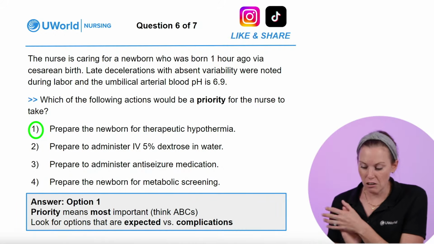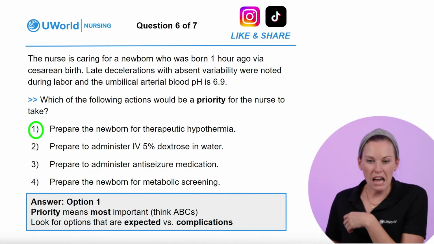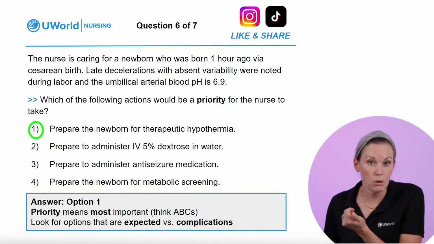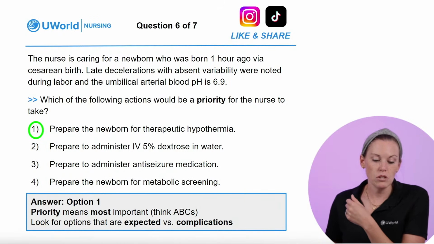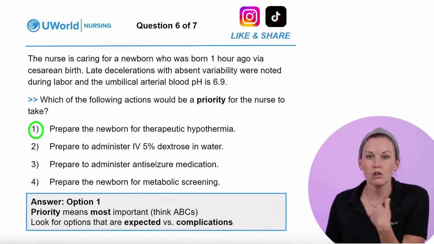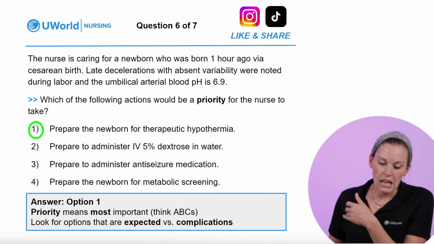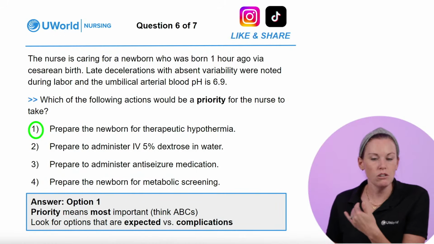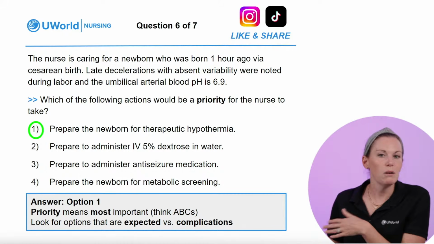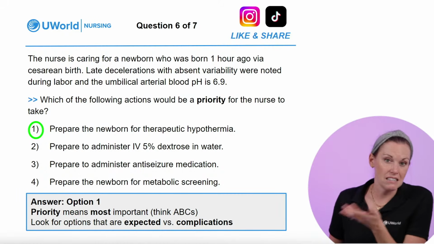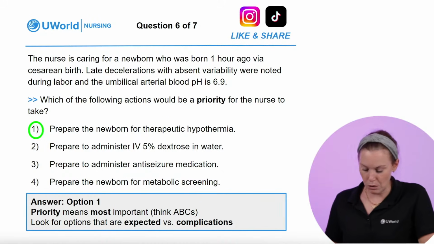But again, you guys did great on that one. Well done. Option 2 would be treatment for hypoglycemia. Option 3 is correct, but it's not the priority intervention. We are going to do newborn screening, but not right now. We need to prioritize the client's brain inflammation at this point.